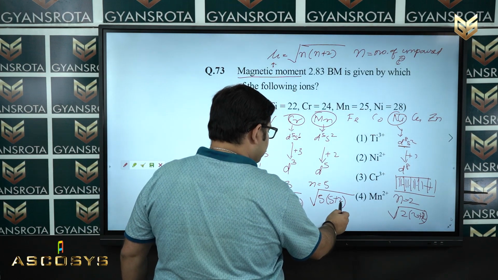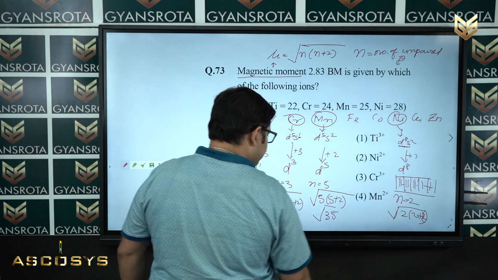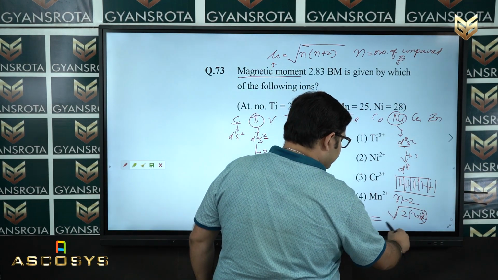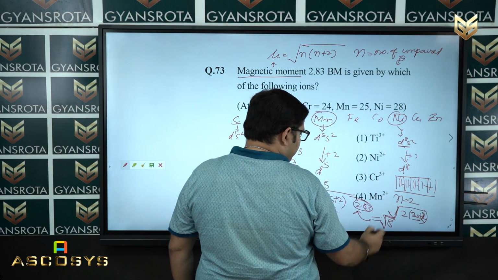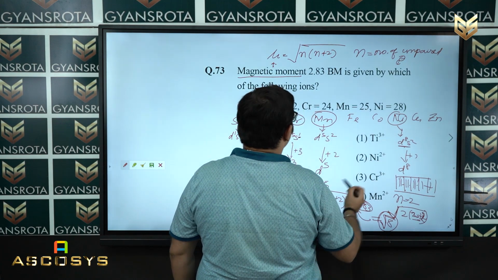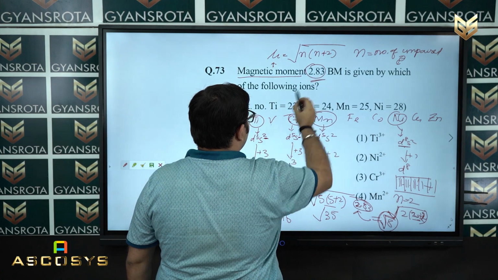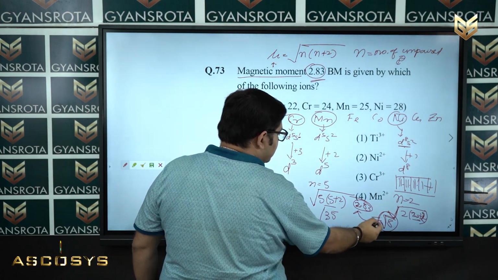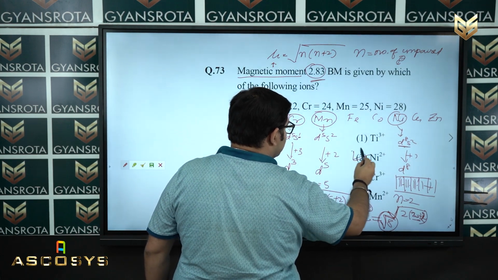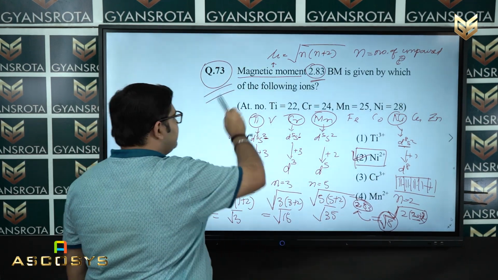For this one 5, 6, 7, it will be 35. And for this it will be 2 plus 2, that is 4, 4 into 2, root 8. Now, root 8 value is nothing but 2.83. Now, what they ask about magnetic moment 2.83, among the following which ion shows it. So, 2.83 will be shown by nickel 2 plus, that is your option number 2. This option number 2 is the correct answer of your question number 73.